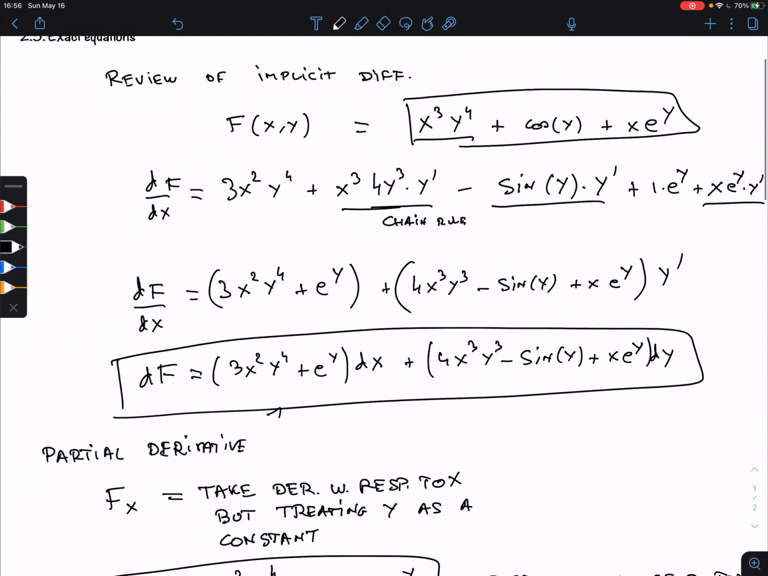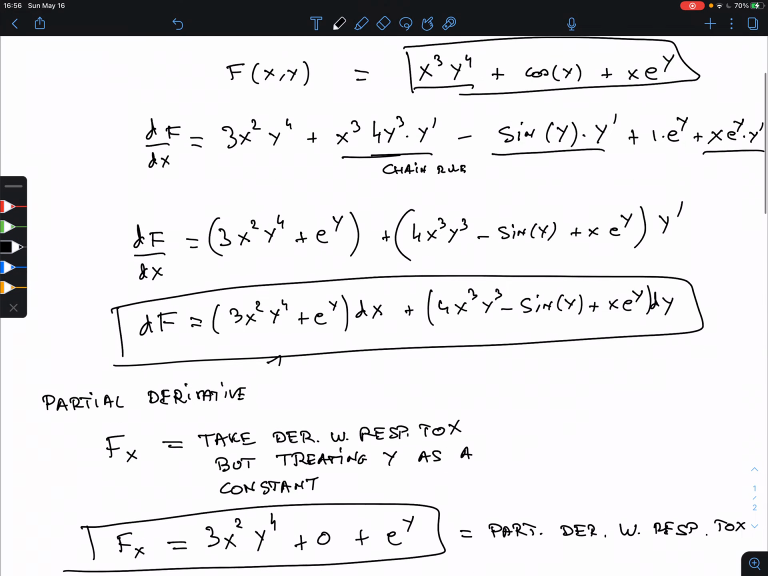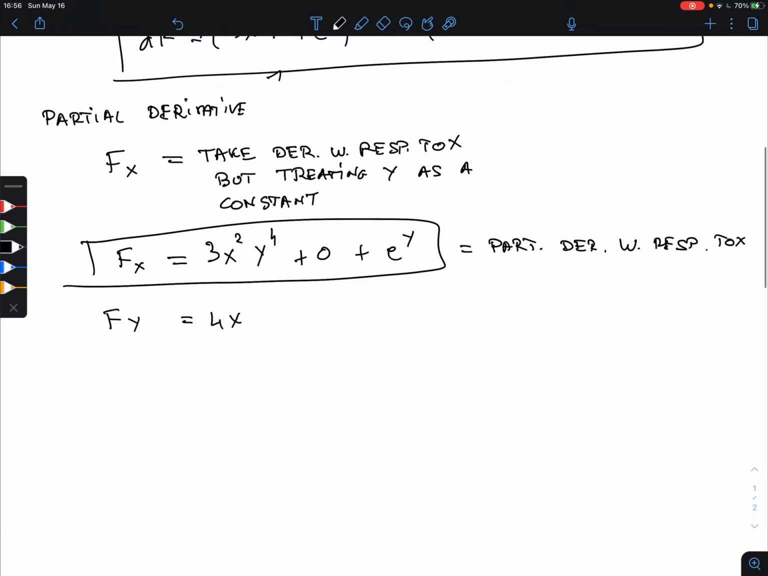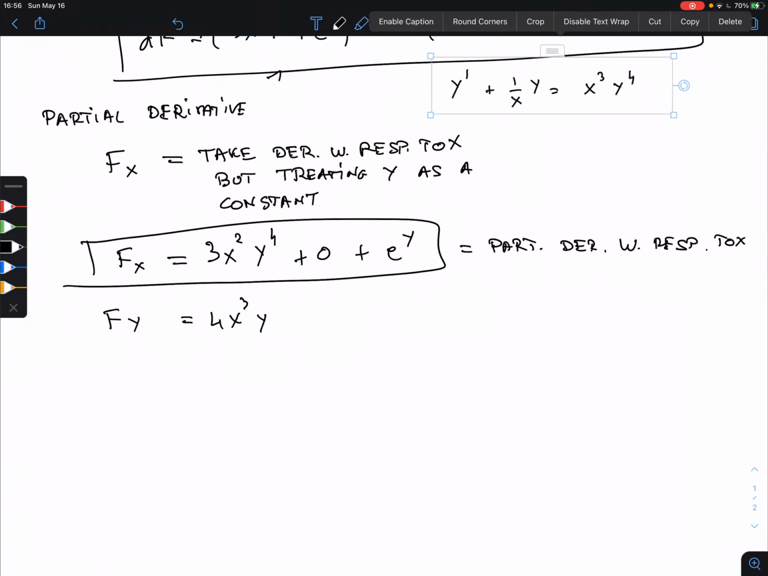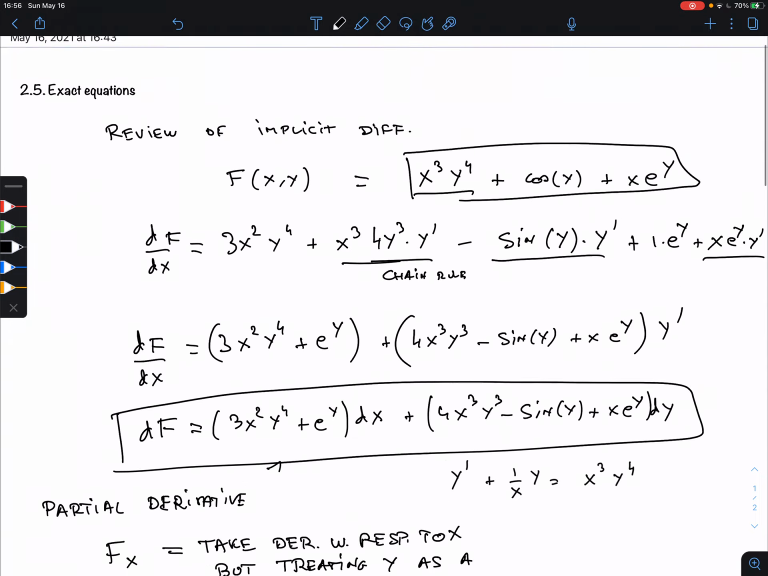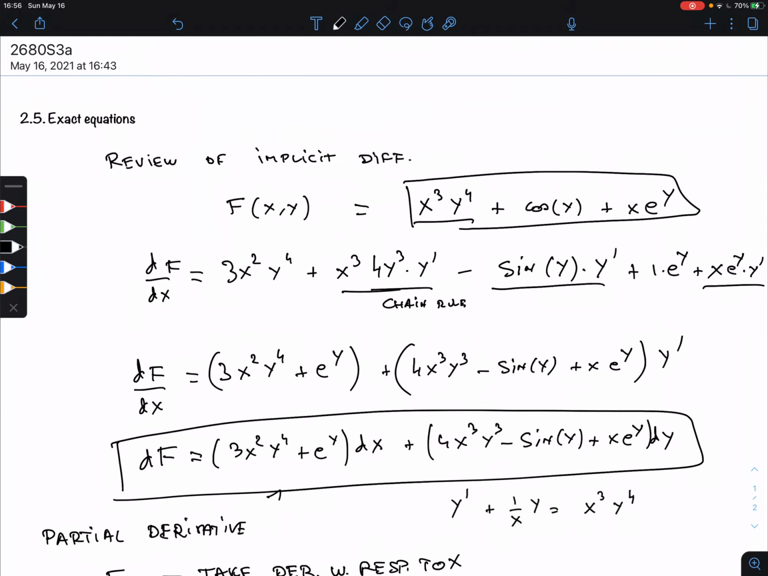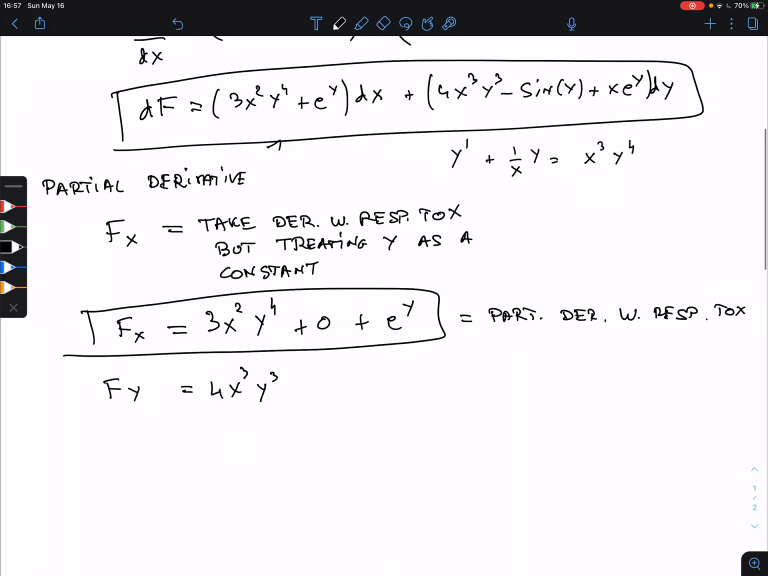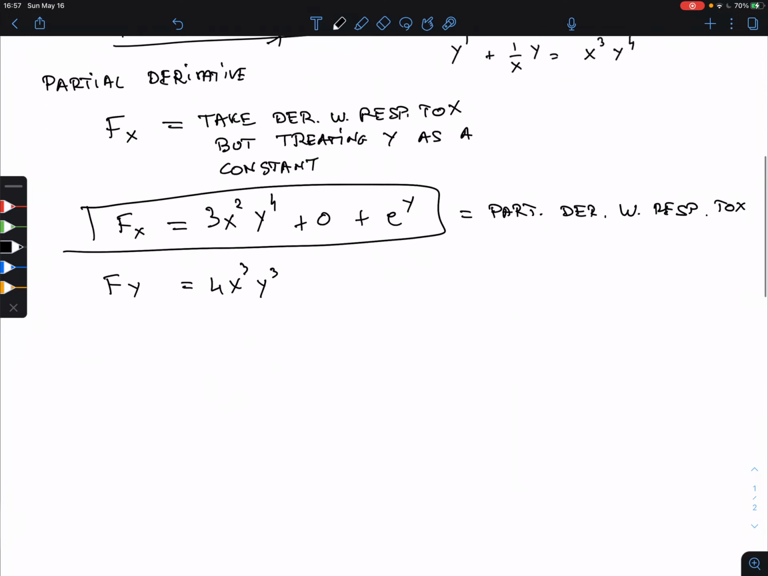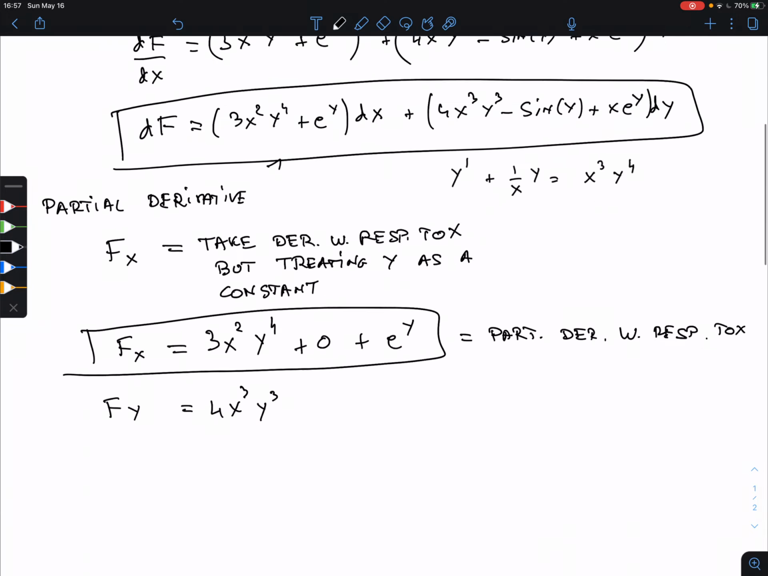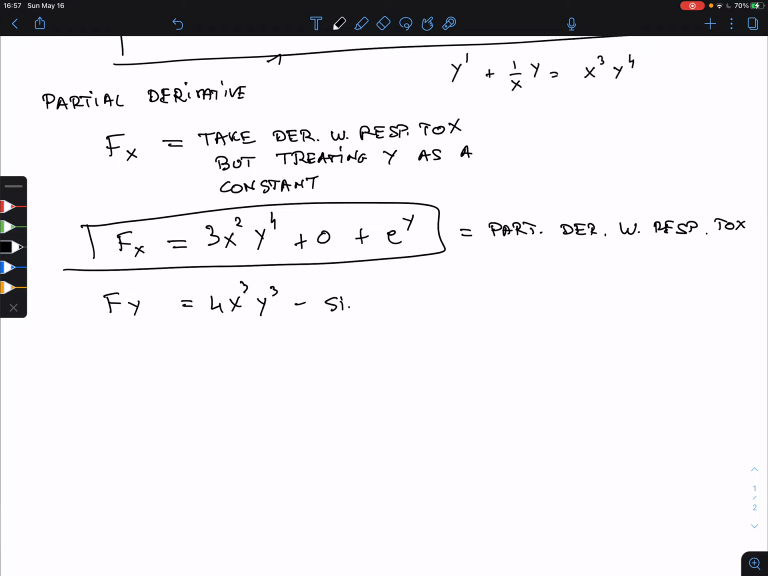Okay, so if I take the derivative of this expression with respect to y, now x cubed will be the constant, so I get 4x cubed y to the third, right? The derivative of y to the fourth is 4y cubed, right? That is why this 4y cubed comes. And the x cubed, that's just a constant. The derivative of cosine is minus sine.